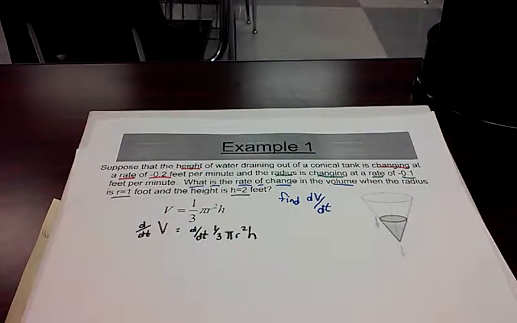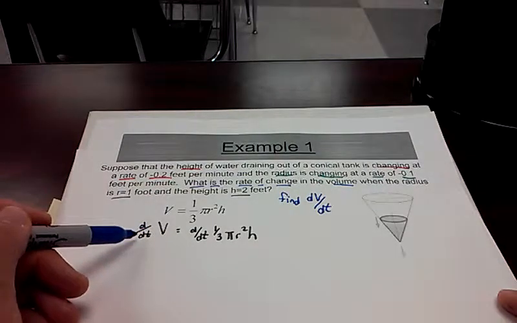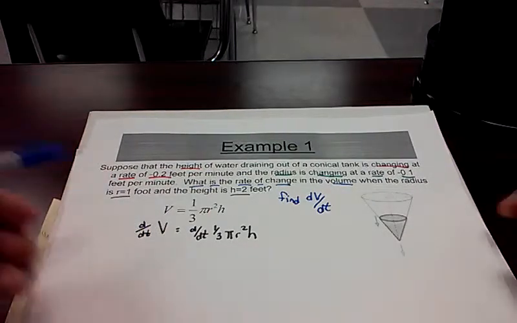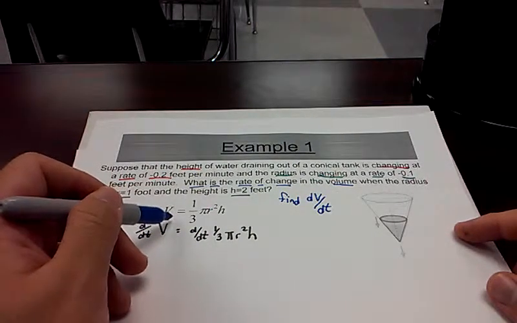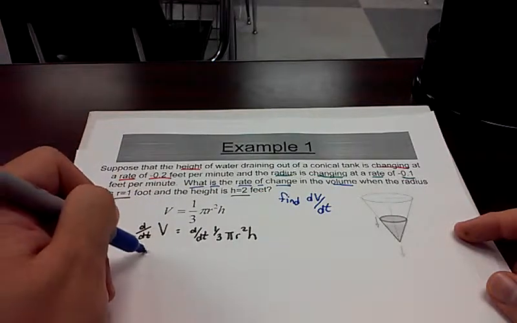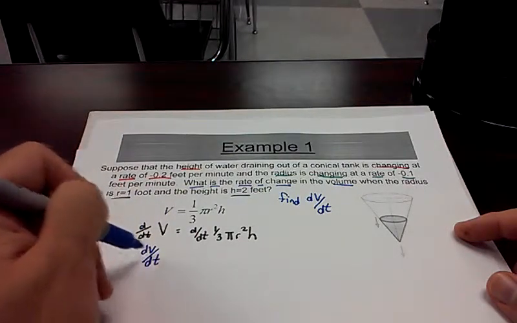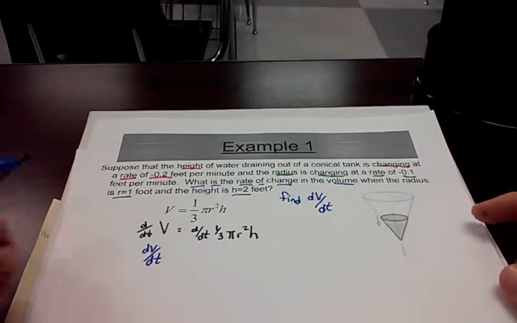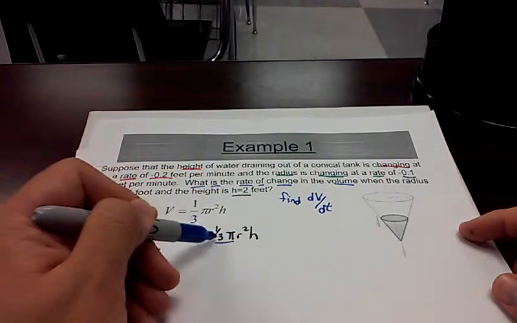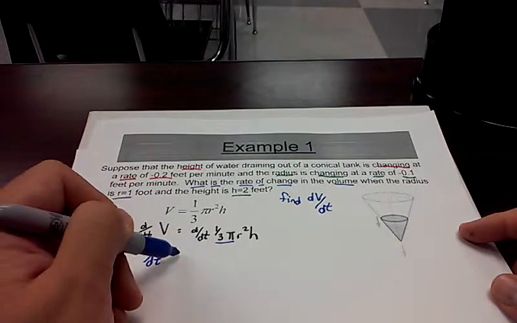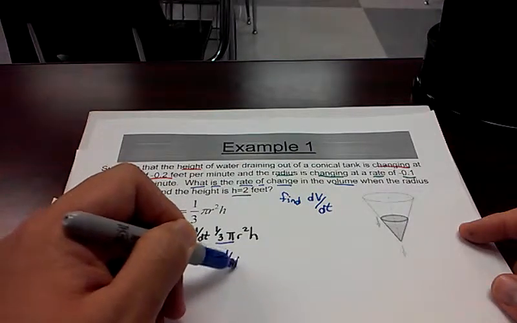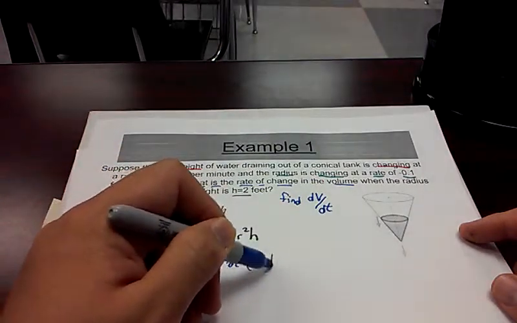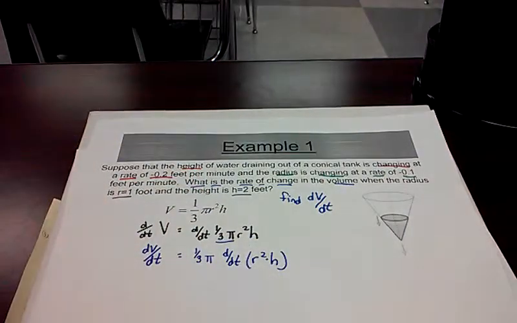Now, notice with the rules of implicit differentiation, the variables do not match, right? This is t for time, this is V. So when I take the derivative of V, it's a power of 1, so it's just going to be 1, but I'm going to have to write dV over dt, the derivative of the volume with respect to time. Also notice that this is 1/3 pi. That's a constant, so we can pull that out, and so I have 1/3 pi, the derivative with respect to t of r squared times h.